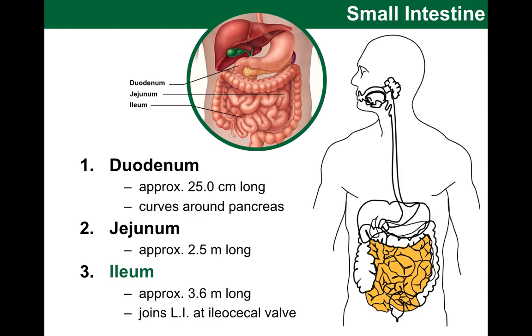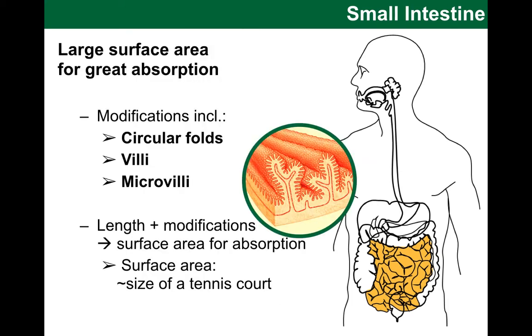One thing that we notice with the small intestine is that these structures are especially well adapted to nutrient absorption by having a very large surface area. In fact, it is approximately 200 square meters, which equals the size of a tennis court. This is possible because of adaptations such as having a lot of folds, villi, and small villi known as microvilli. And of course, the large length of the small intestine as well.